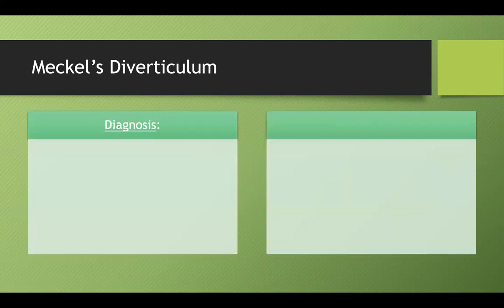So how do you diagnose this? You diagnose this through something called the technetium 99m pertechnetate scintigraphy. Yeah, you don't have to know that name. You don't have to know how to say it, but you definitely have to know that name. If you ever see a pertechnetate scan, they're probably talking about Meckel's.